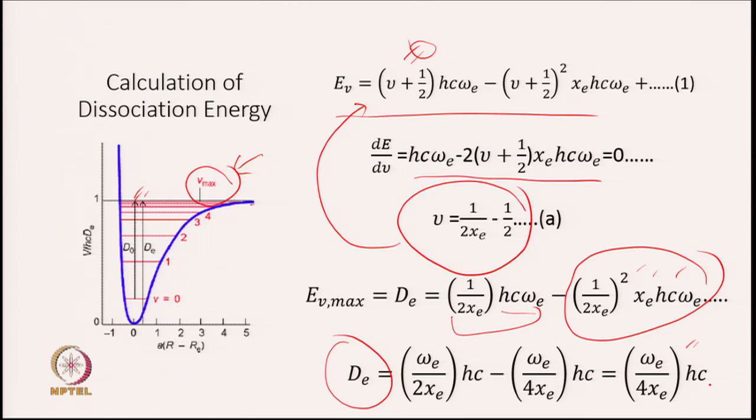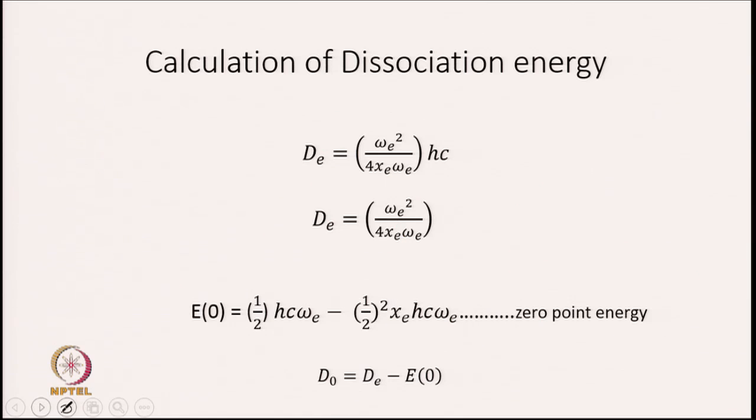So, this is D e in your energy unit, and if you divide by h c, then you will get D e in wave number unit. So, D e is given by omega e square by 4 x_e omega e h c in your energy unit, whereas if you divide by h c, you will get D e in wave number unit. And if you subtract that by E naught, which is the energy of v is equal to 0, or zero point energy, then what you will get is known as your D 0.